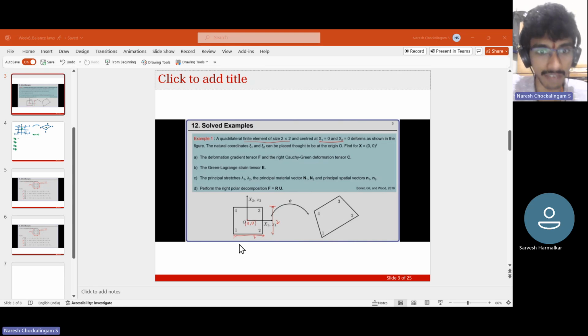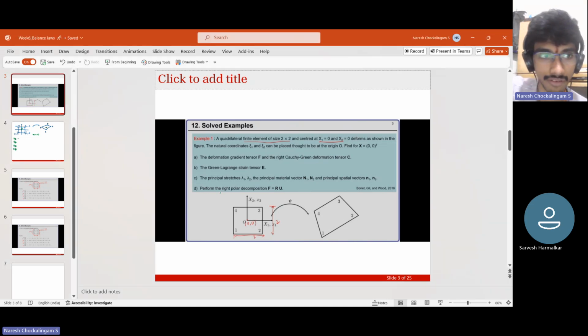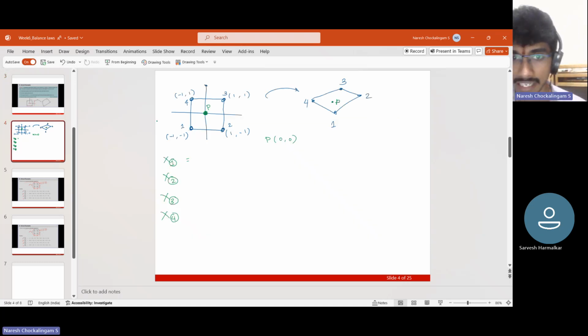Yeah, so these points are given. This is the full diagram. So the initial points we can get just from this information. It is of size 2 cross 2 and it is centered at x equal to 0, y equal to 0. And after deformation, the 4 nodes get to these points defined by small x1 equal to 4 comma 2, 8 comma 4. Let me just write it down. So initially we know their coordinates. Node 1 is at -1 comma -1. Node 2 is at 1 comma -1. Node 3 is at 1 comma 1. And node 4 is at -1 comma 1.